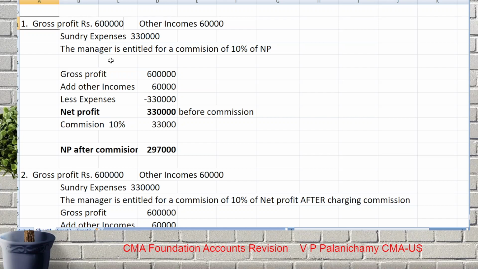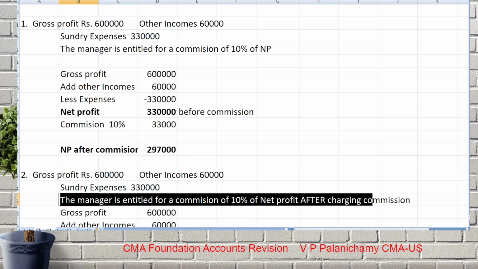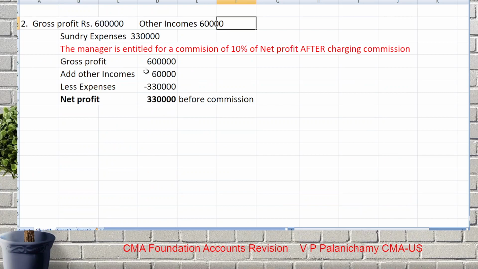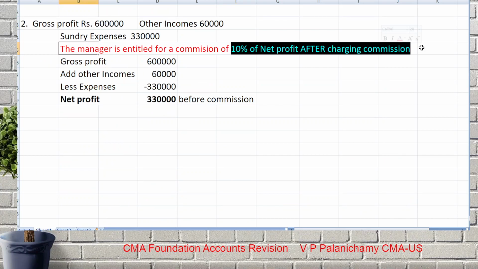Wait. What have we done? Commission is what percentage of net profit? 10% of net profit gives 33,000. Net profit after commission is 2,97,000. It is the same question information, but look at the last line alone. The manager is entitled to a commission of 10% of net profit after charging commission. Now how much commission will come?